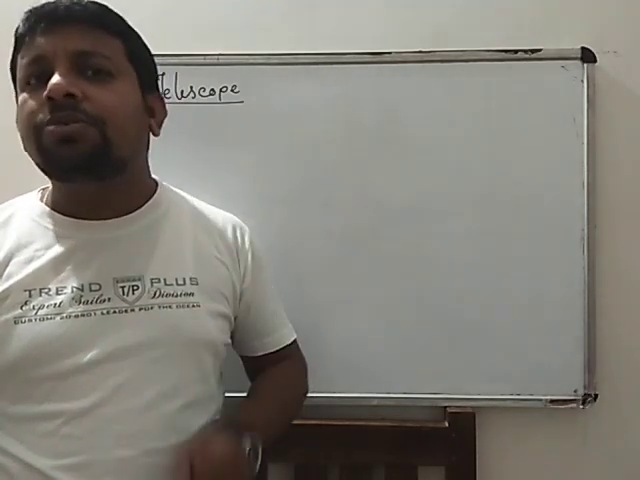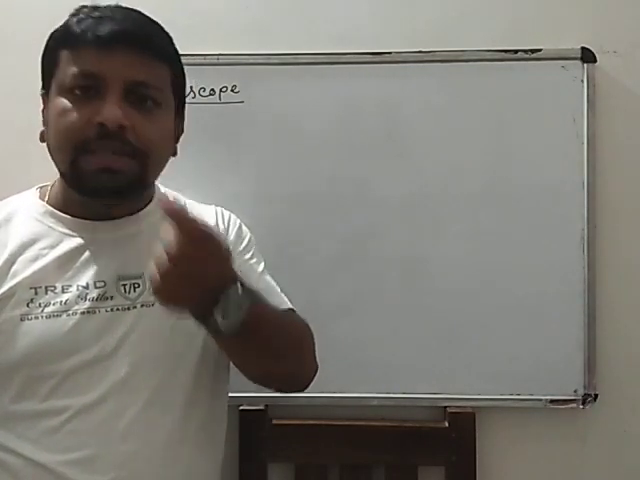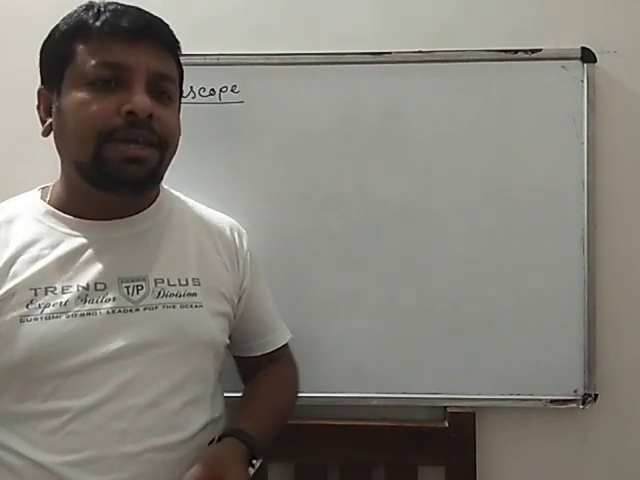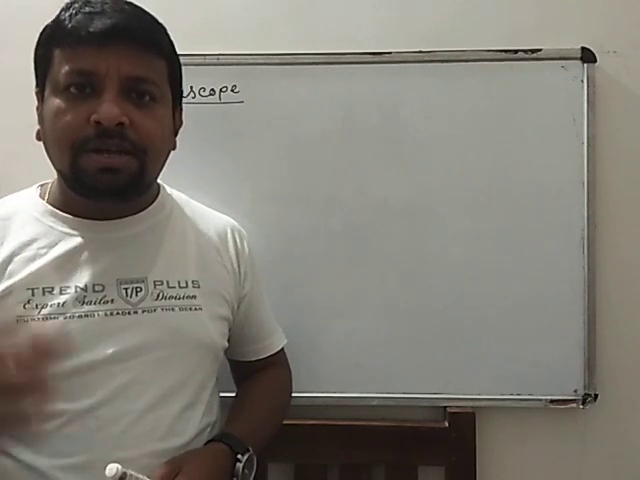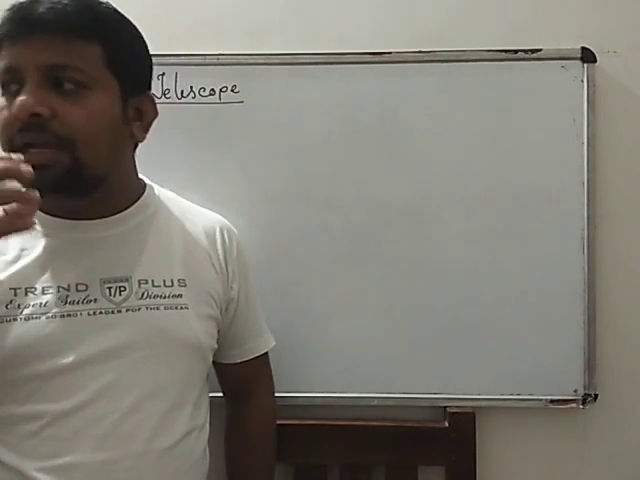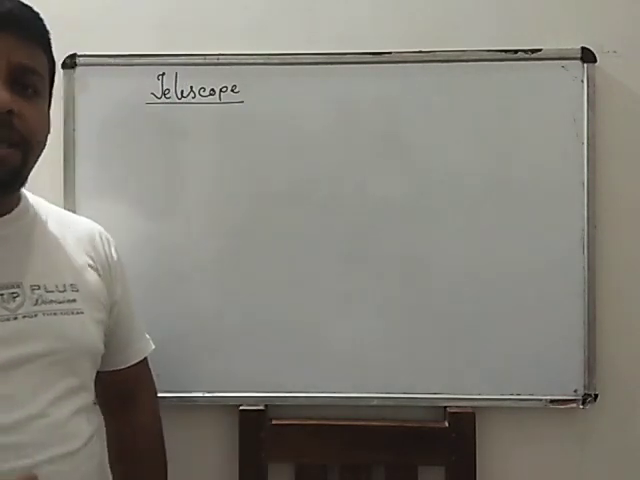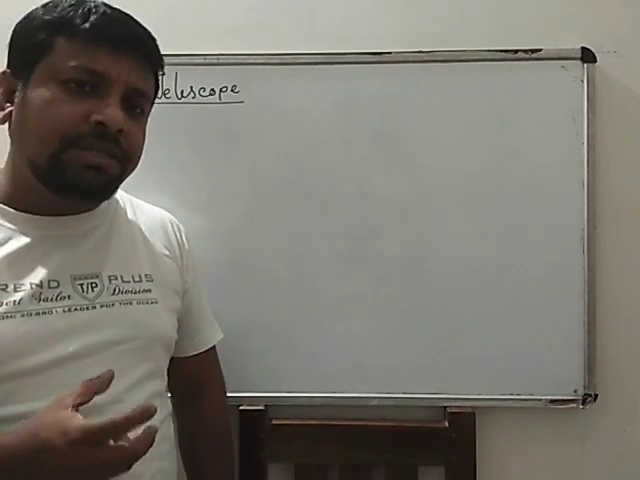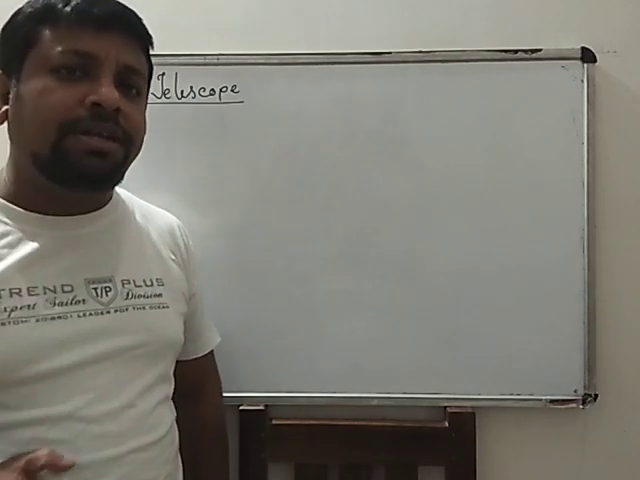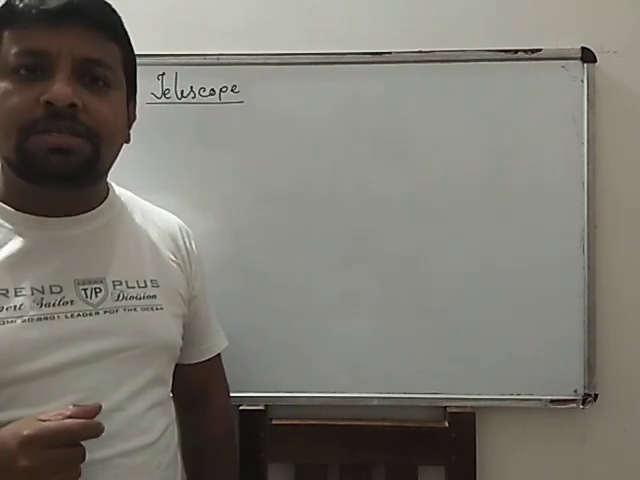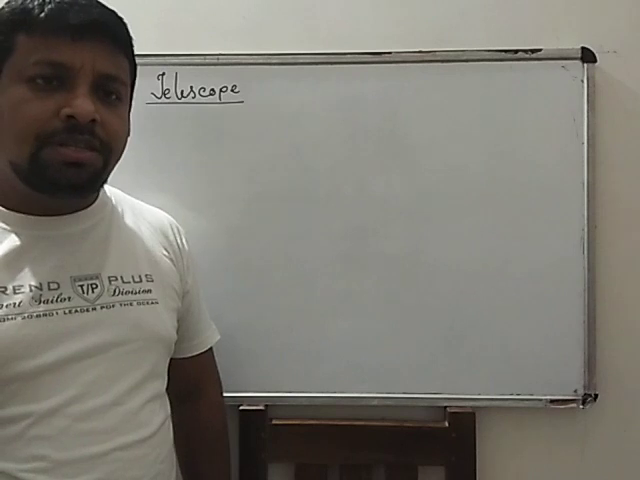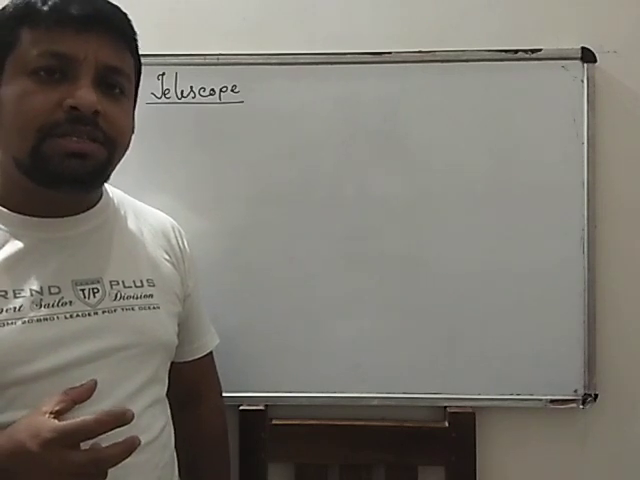Telescope means the optical instrument used to see far objects. That means objects situated at a far distance from the earth. So that optical instrument is known as the telescope.